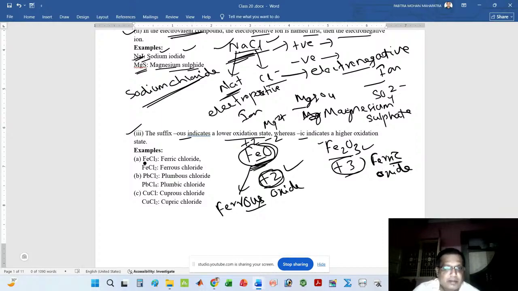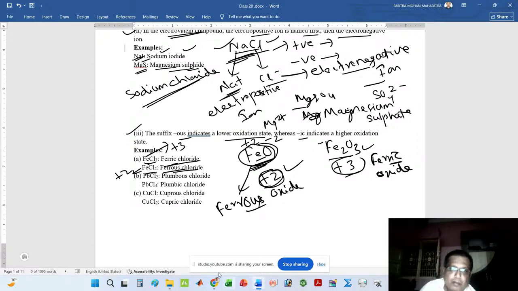Similarly, you can think about FeCl3, FeCl2. In FeCl3, iron carries plus 3 oxidation state, but in FeCl2, iron carries plus 2 oxidation state. So plus 2 is the lowest, so ferrous is used, that is ferrous chloride. But in FeCl3, Fe carries plus 3 oxidation state, which is higher than the plus 2 oxidation state. So the name starts with ferric. So here we can say that FeCl3 means ferric chloride.